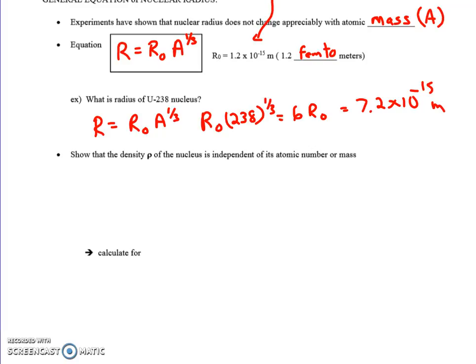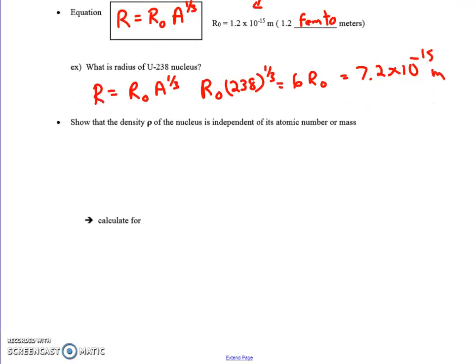A more interesting calculation is to give you the idea of the density of the nucleus. In the nucleus you have all these nucleons packed into an exceedingly small space. We might expect that to be a fairly high density, but how high? We can also show that it's independent of the atomic number. In other words, the density of a helium nucleus is essentially the same as that of a uranium nucleus, even though the uranium nucleus is much, much bigger, which makes sense because they're made of the same material. So it's a nice little derivation.